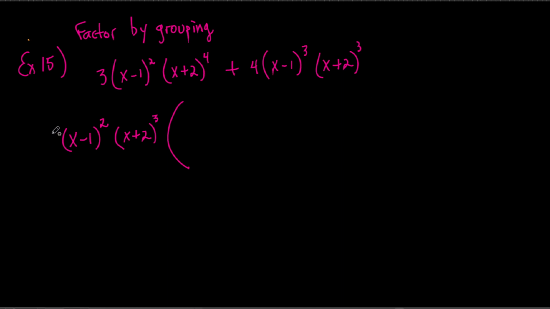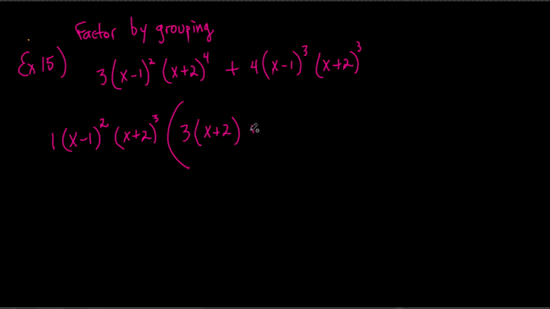All right? Well, what's out in front? A 1. So really, it's just 3 divided by 1, which is a 3. And then it's x minus 1 squared divided by x minus 1 squared. Well, that's a 1. Well, 1 times 3 is just 3. I'm not even going to mess with that. Right here, I've got x plus 2 to the fourth divided by x plus 2 to the third. Well, remember the rule for exponents, you subtract the exponents, so it would just be x plus 2 to the first. So it's just x plus 2.